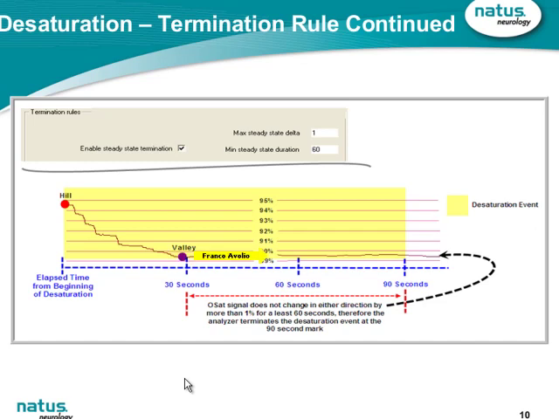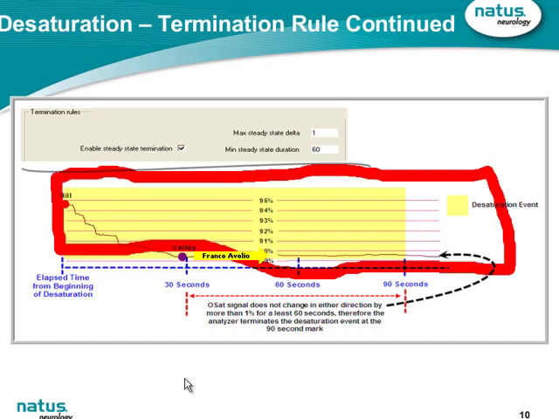From the valley, 30 seconds have now gone by. Another 30 seconds, we're at 60 seconds. From the point of the actual drop, we're looking at 90 seconds. The question becomes, if we're going to draw a desaturation event, are we going to draw an event that is that long? Would you draw a 3-minute, 4-minute, or 5-minute desaturation event? That depends on the lab and what your protocols are. The enable steady state termination rule is designed to address how long you allow this event tag to continue.